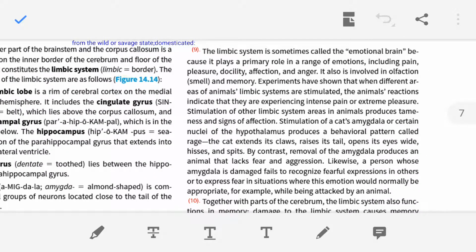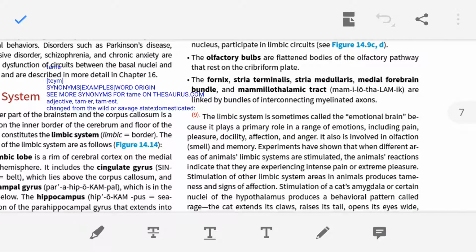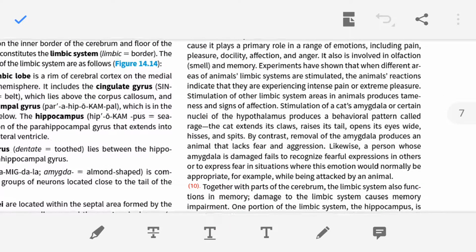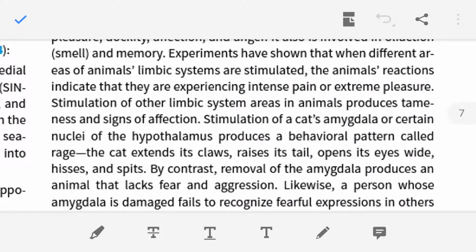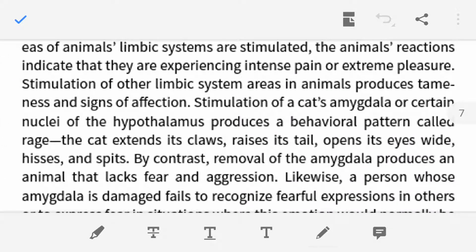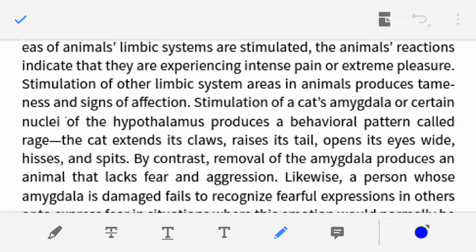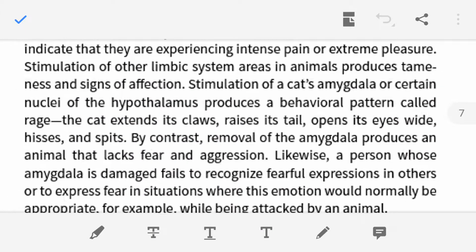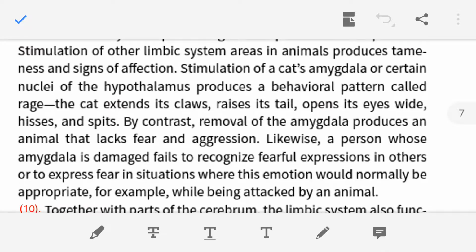the wild dog, we can domesticate them. So that is the meaning of tameness. For this tameness also, the limbic system is responsible. Then signs of affection, that is the attraction. For attraction or falling in love, the limbic system is responsible.